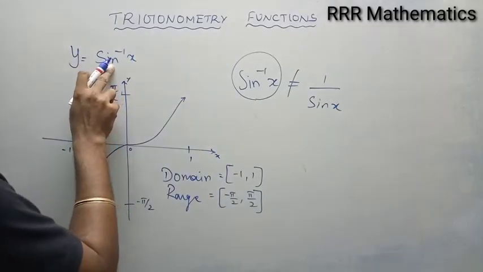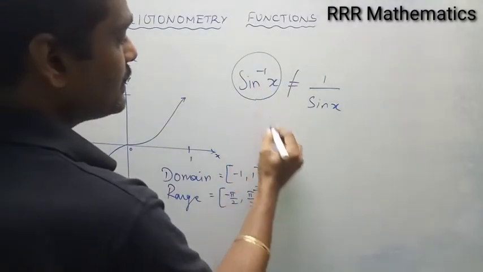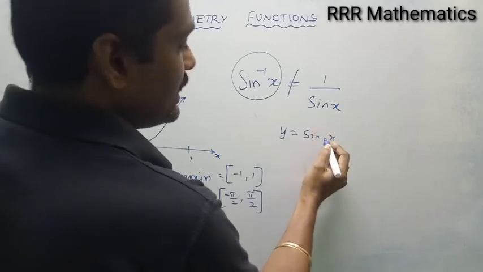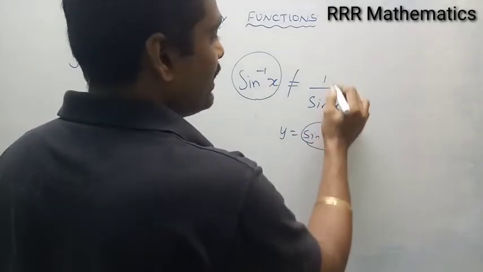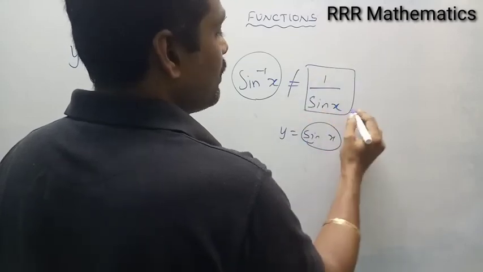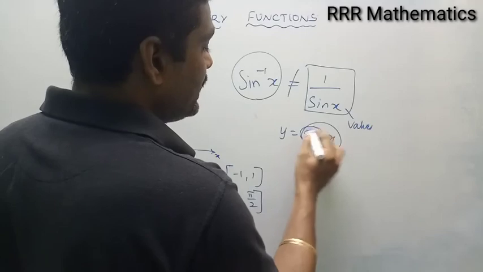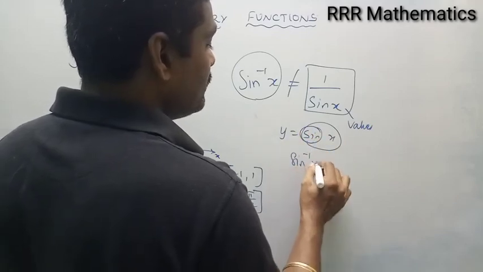When y equals sine x, sine x is a numerical value. One by that numerical value blindly gives some value as output. But when the sine comes here, sine inverse y equals x.